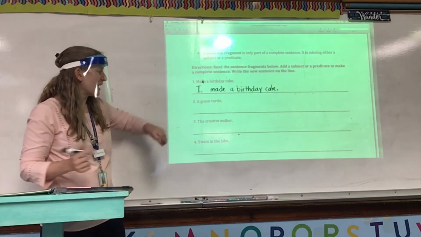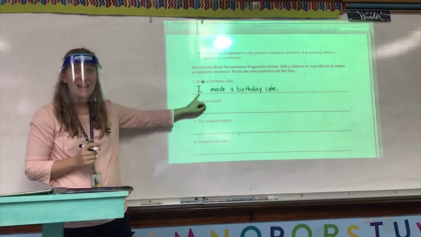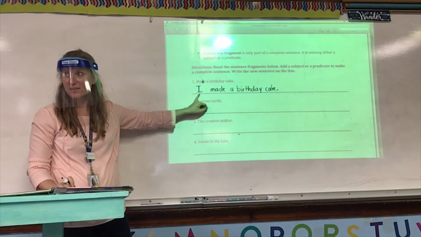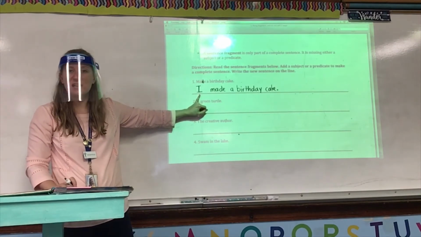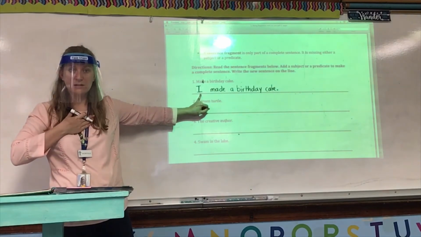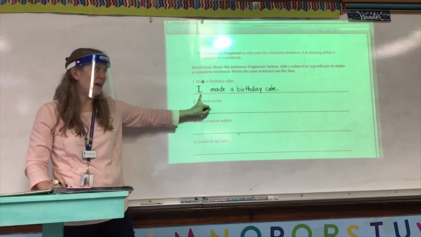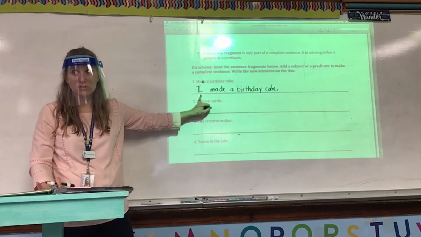So I made a birthday cake. I need to tell you guys this because I see this happening constantly. I is always capitalized. Always, no matter where it is in the sentence. If it's at the beginning, if it's at the end, if it's in the middle. If you have I, as in I, it is always capitalized. You guys are not doing that. That is something you learn in 1st grade, and you should be doing that by now.